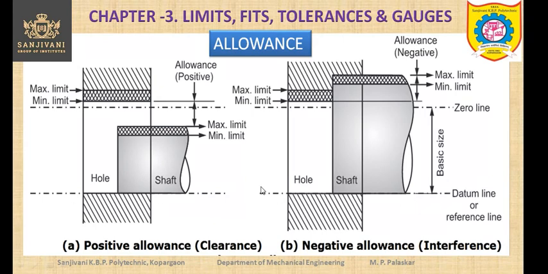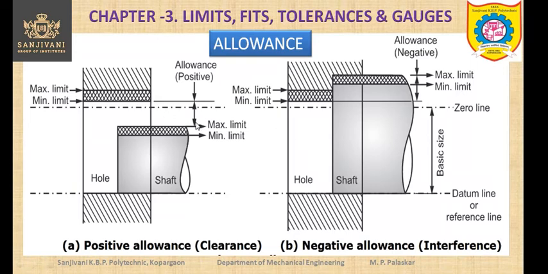So this is the datum line or the reference line. This is nothing but the zero line. In this case we are having clearance or positive allowance, and in this case we are having negative allowance or interference. So in this case you can see that this is the maximum diameter of the shaft, which is lower than the minimum diameter of the hole. This is the minimum diameter of the hole. From this point to this point is the minimum diameter of the hole, which is larger than the maximum diameter of the shaft. That means always there is a clearance. The allowance is always positive.